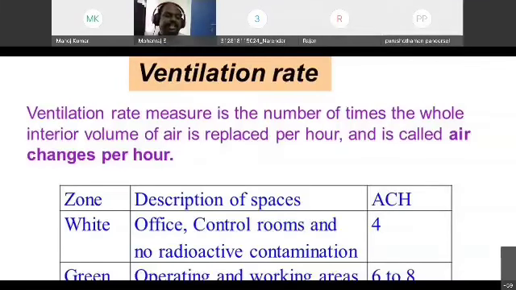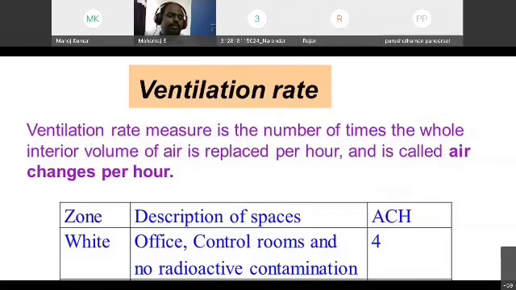Generally, in any normal design, for a room, what is ventilation rate? It is the number of times the whole interior volume of air is to be replaced per hour. Suppose there is a room whose volume is 1 meter cube, 1 meter length, 1 meter width, 1 meter height. If in 1 hour you replace that room's air with fresh air 10 times, it is 10 air changes per hour.